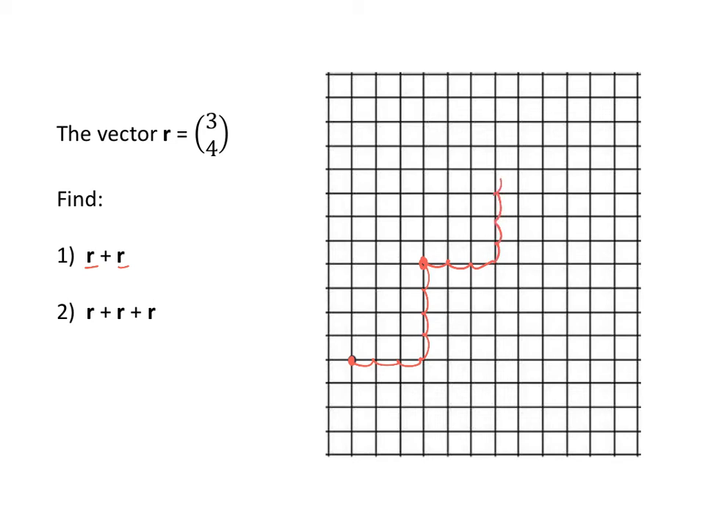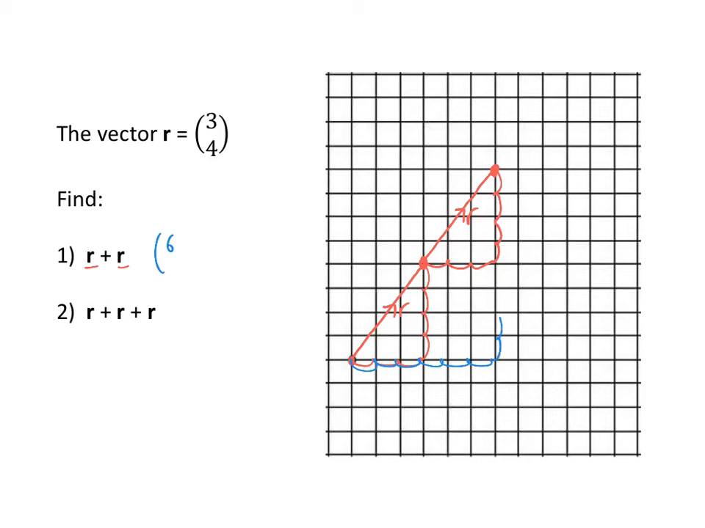1, 2, 3, 4. And what you may realise is that the total vector, so we said that this was r, and I applied r again. If I wanted to find the total vector, let's do that in blue, I would have gone 1, 2, 3, 4, 5, 6 to the right.